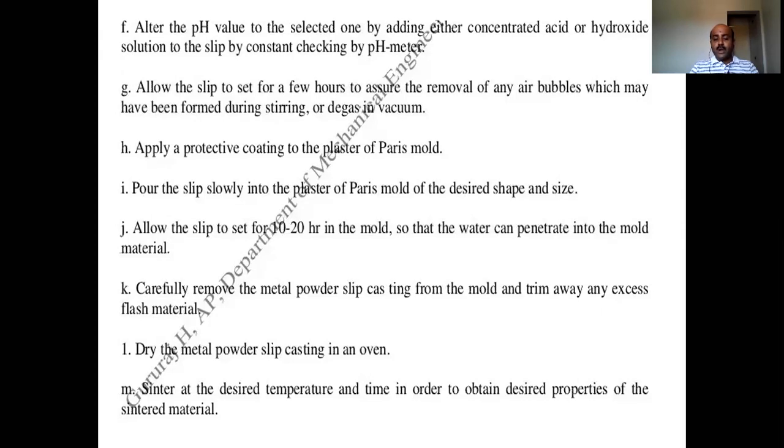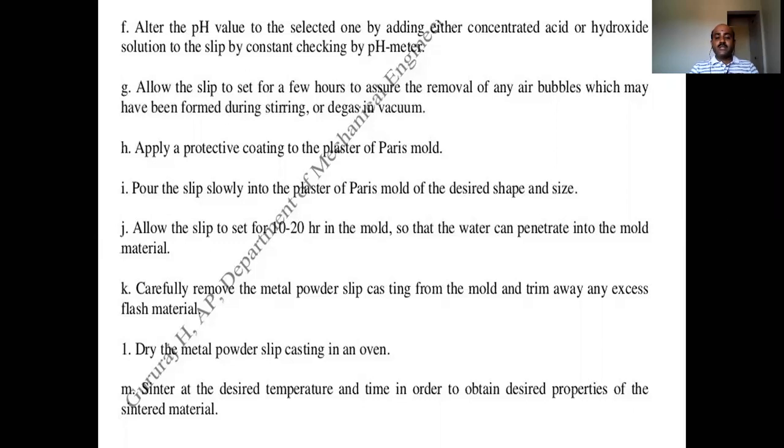Carefully remove the metal powder casting from the mold and trim away any excess flash material. You have to allow the slip to set for 10 to 20 hours in the mold, and then remove the metal powder casting from the mold and trim away any excess flash material. If any other unwanted or extra material is there on the casting, you can trim it off.